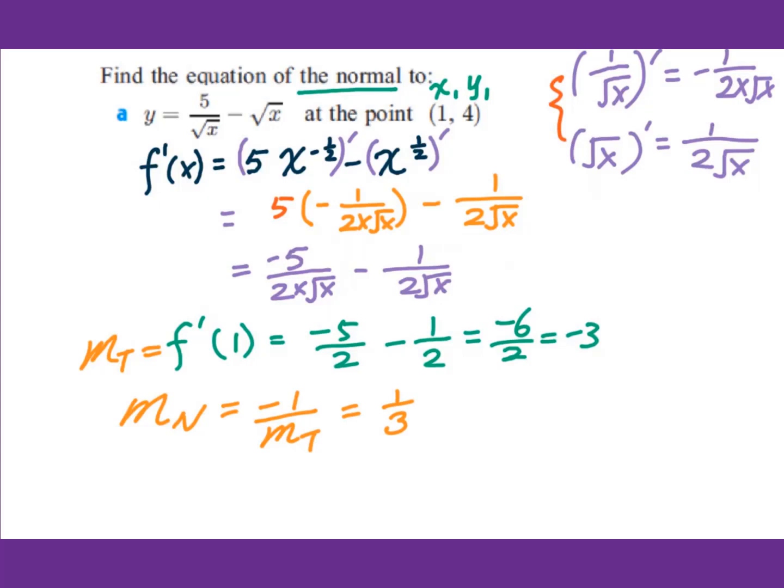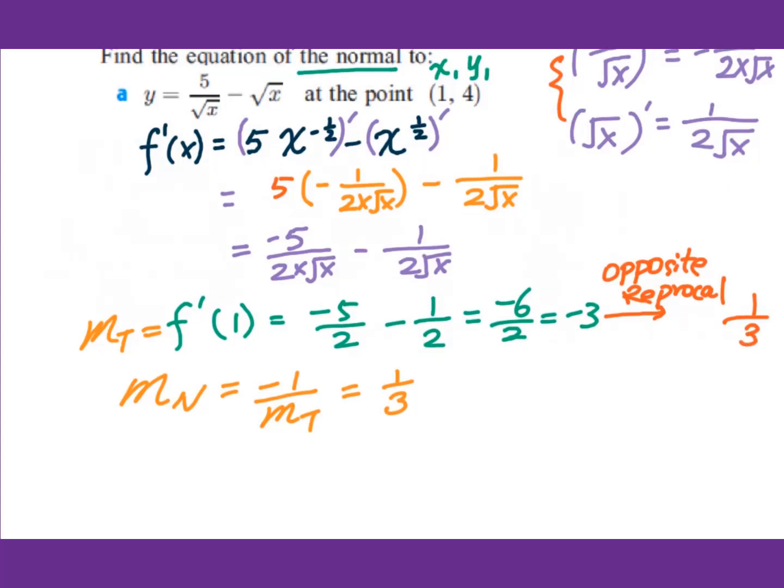Or you can remember it this way: from here, you have to do the opposite reciprocal to get the slope of a perpendicular line. Therefore, you will get 1 over 3. Therefore, we can write down the equation of the normal line. That is y minus 4 equals 1 over 3 times x minus 1.